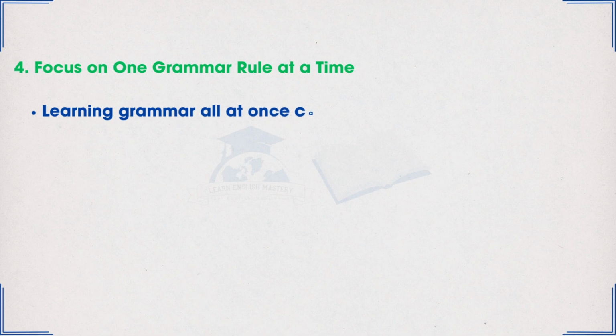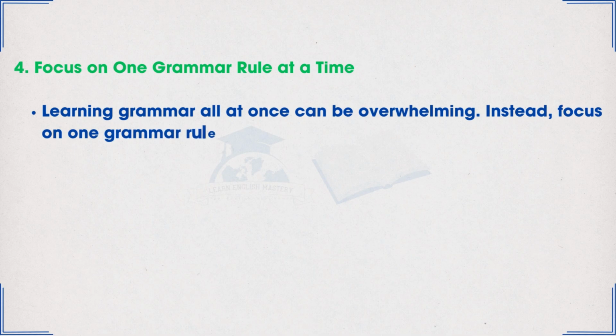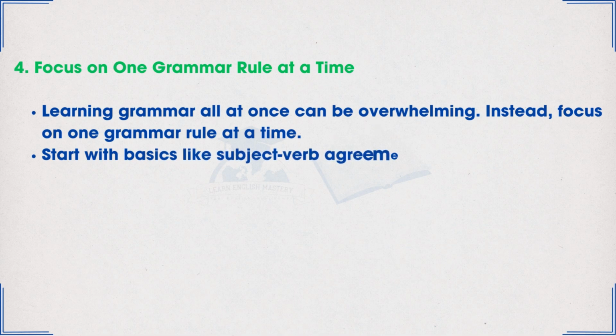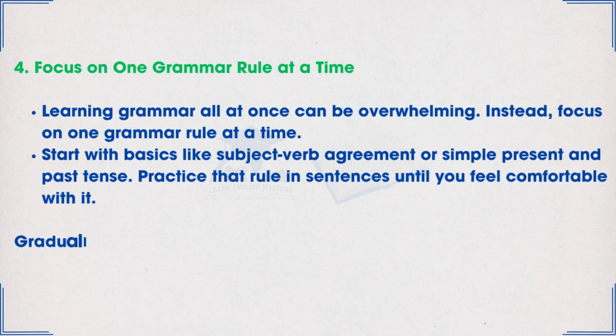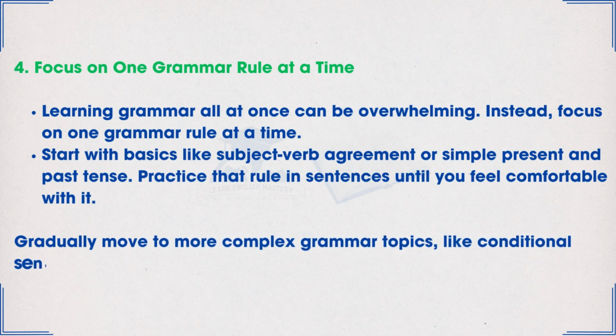Four, focus on one grammar rule at a time. Learning grammar all at once can be overwhelming. Instead, focus on one grammar rule at a time. Start with basics like subject-verb agreement or simple present and past tense. Practice that rule in sentences until you feel comfortable with it. Gradually move to more complex grammar topics like conditional sentences or passive voice.